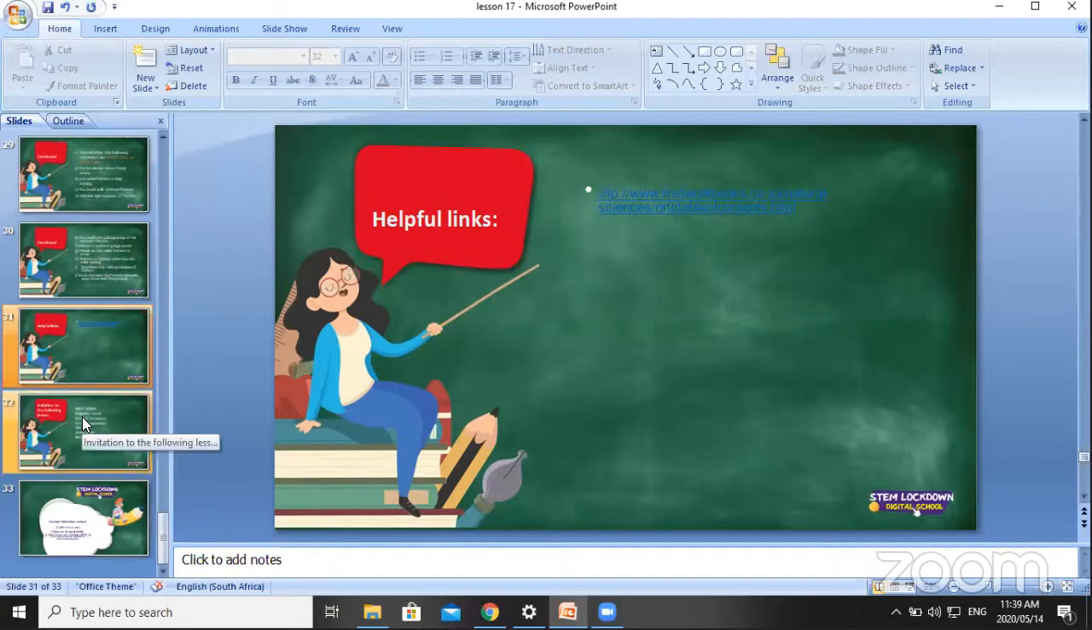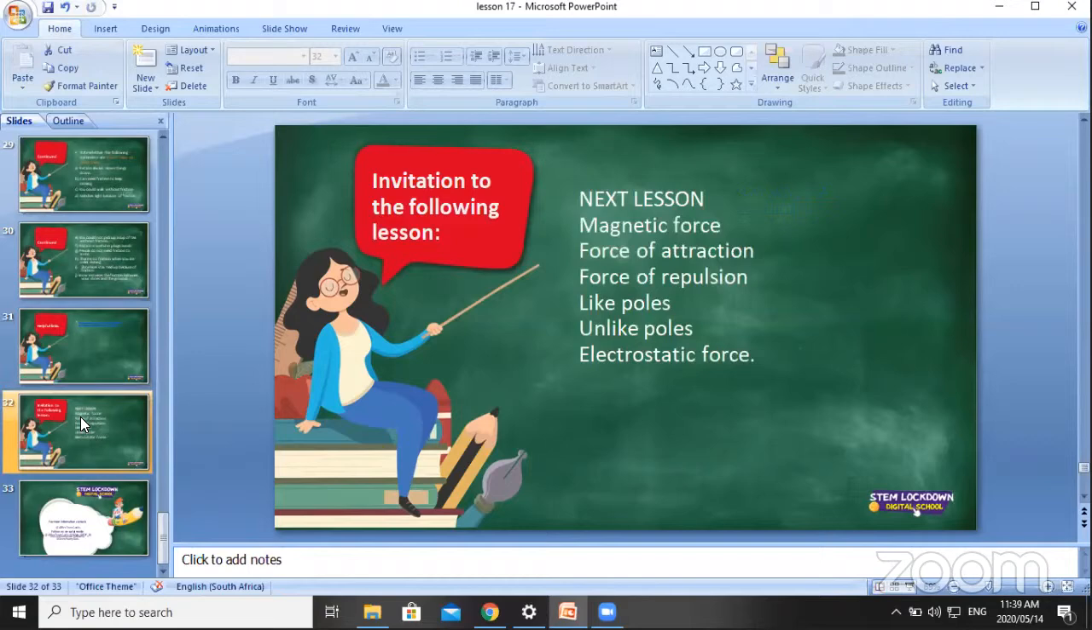And then next lesson, we'll be calculating the magnetic force, the force of attraction, the force of repulsion. We'll also look at the like poles and the unlike poles when we look at the electrostatic force.